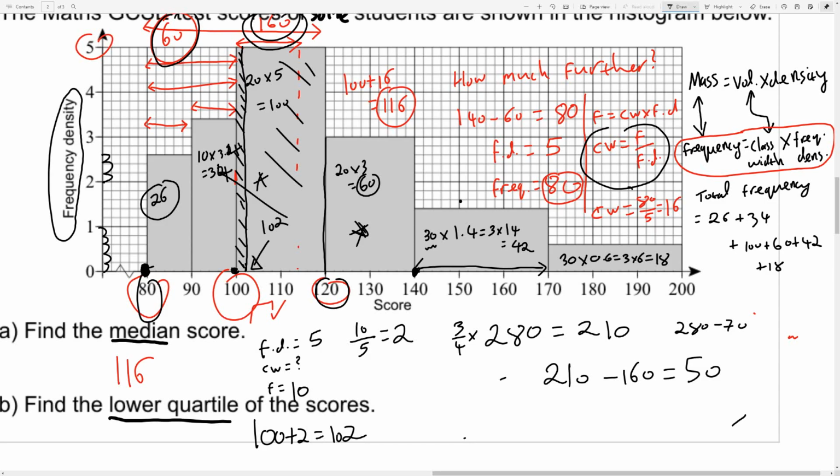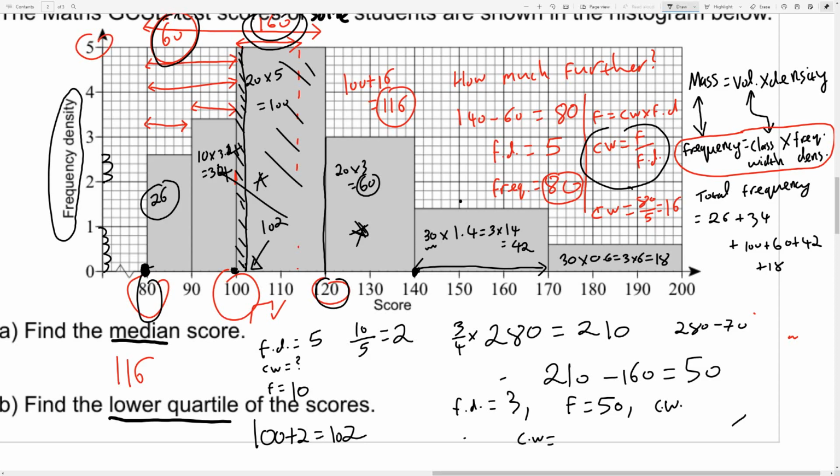So let's think about what we know. We know the frequency density. We know that frequency density this time is 3. We know that we want a further 50 people, so we need a further frequency of 50. And we do not know the class width. I want to work this out to know how much further into the bar I've got to go. So we use our formula again. Frequency density is frequency divided by class width. I rearrange it. Frequency is class width times frequency density. Think of it like a formula triangle if you want to. Class width is frequency divided by frequency density.